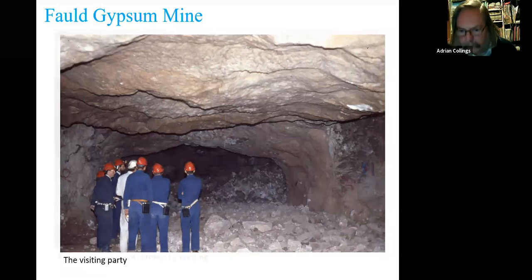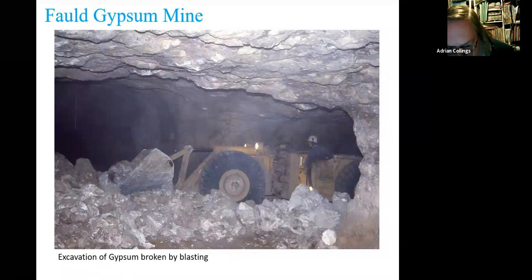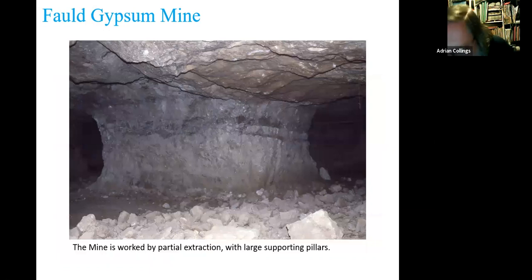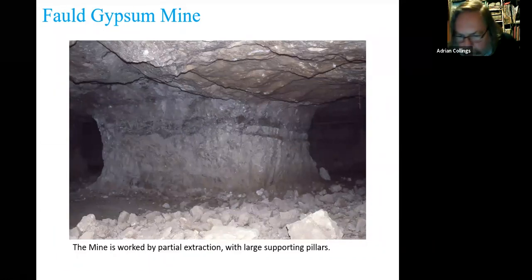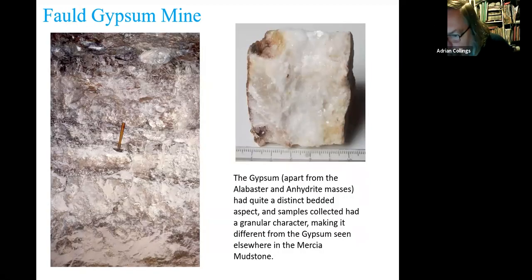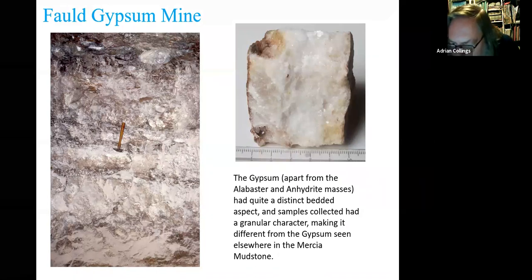The excavation of the gypsum, which had been broken up by blasting. The mine is worked by partial extraction with large supporting pillars. The gypsum, apart from the alabaster and anhydrite masses, had quite a distinct bedded aspect, and samples collected had a granular character, making it different from the gypsum seen elsewhere in the Mercia mudstone.